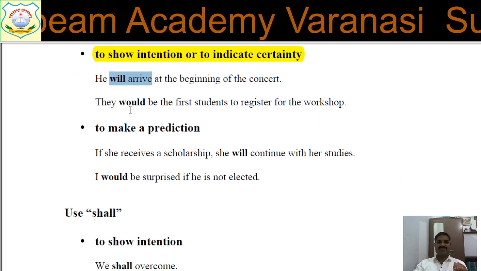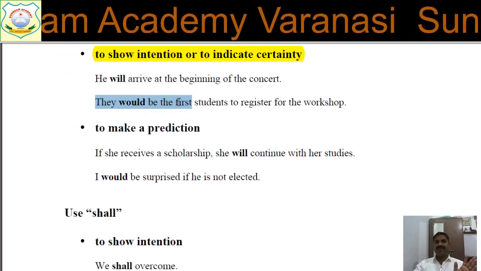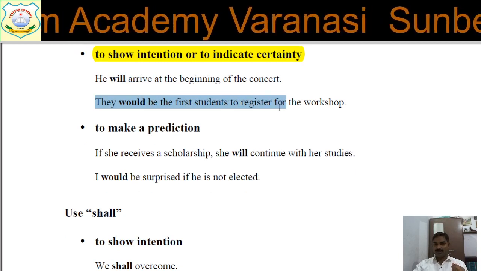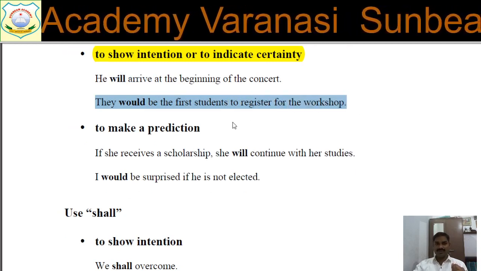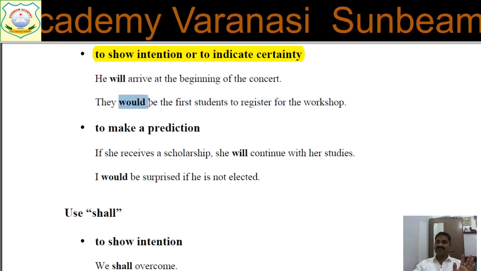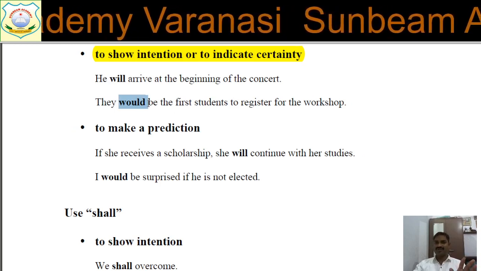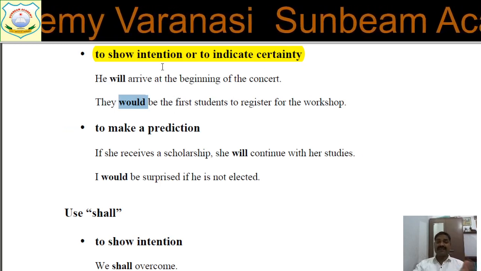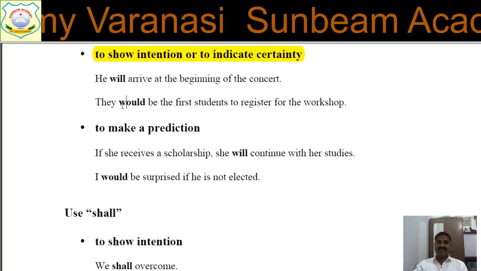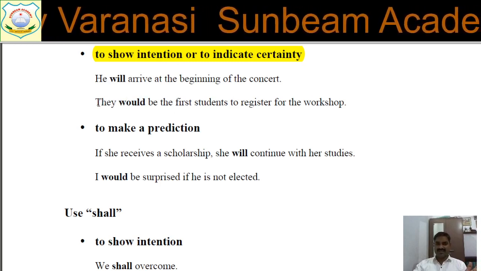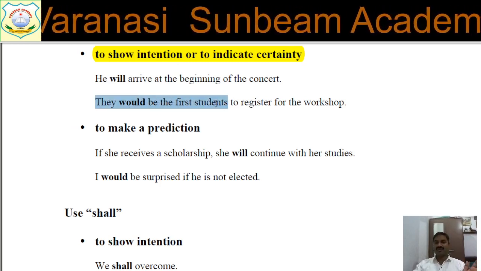Next is, they would be the first students to register for the workshop. So would be is the modal which is showing intention, or it is indicating, and it is written, they would be the first students.